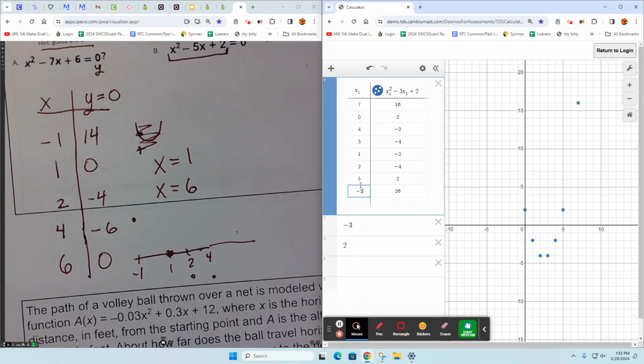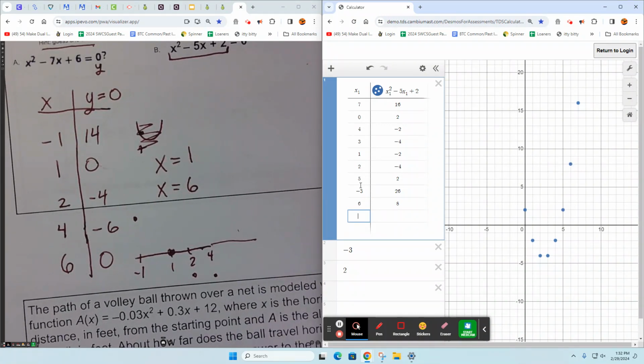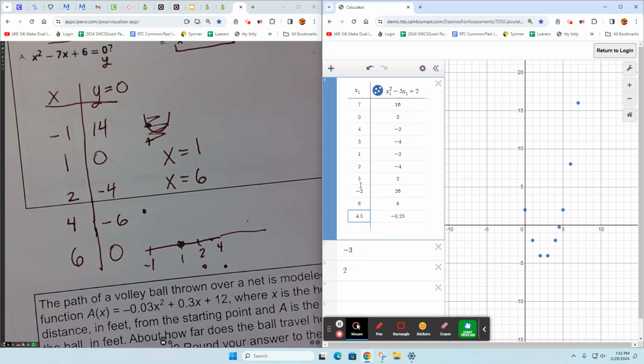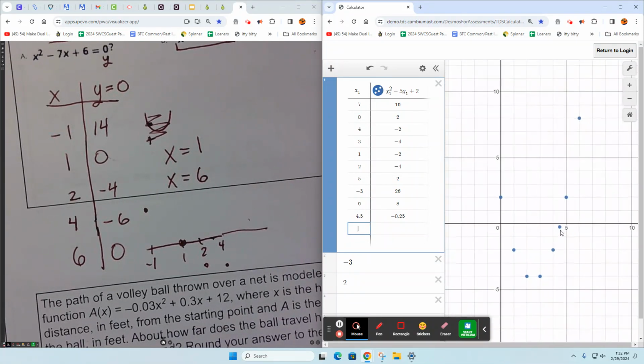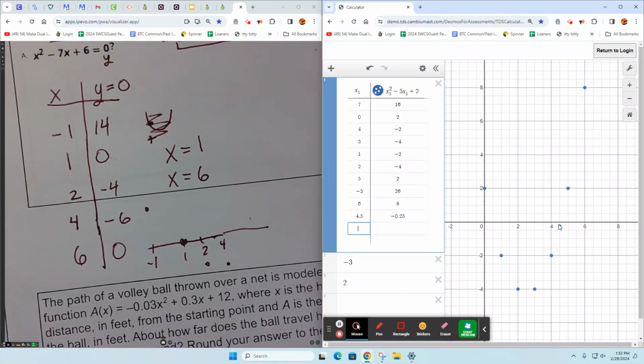I'm feeling 4.5. Okay, finally someone said a decimal. I was very close. 4.2. 4.7. 4.25. Now, let me ask this: do I need to go further on the x or less on the x? Further. The answer is like right here. So 4.8.